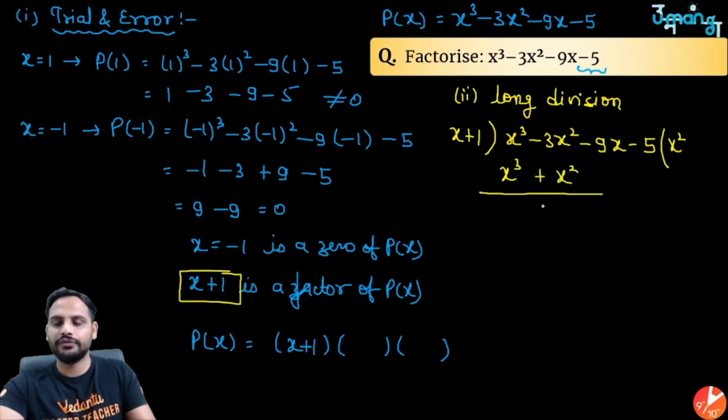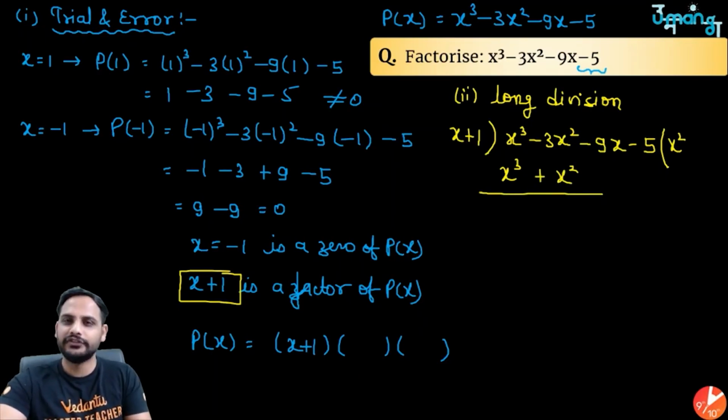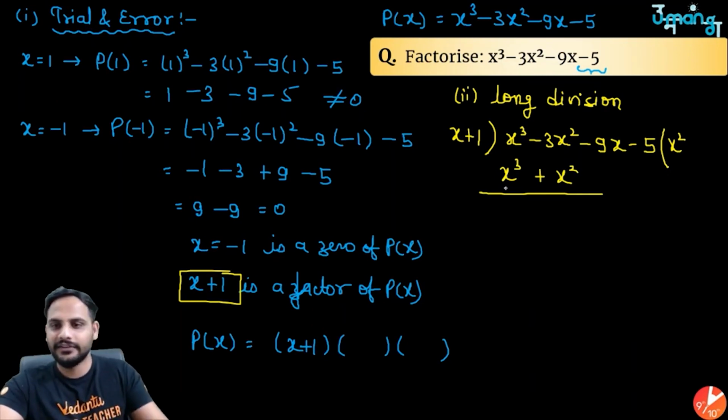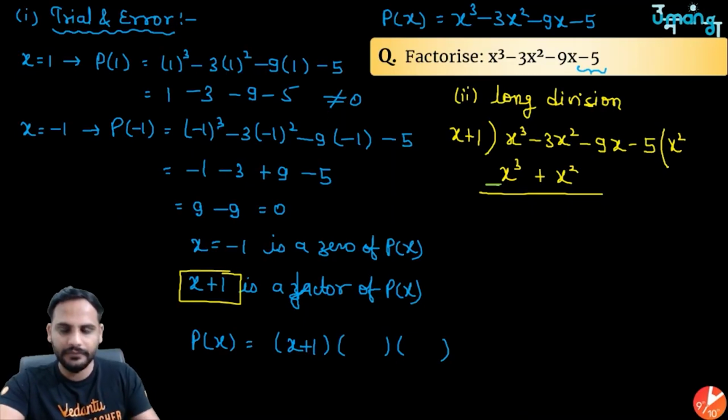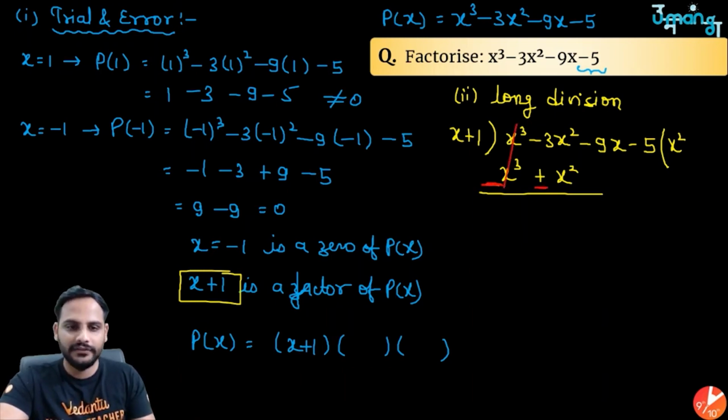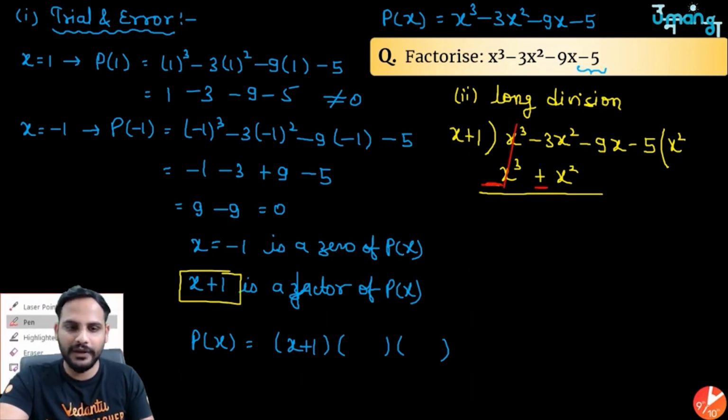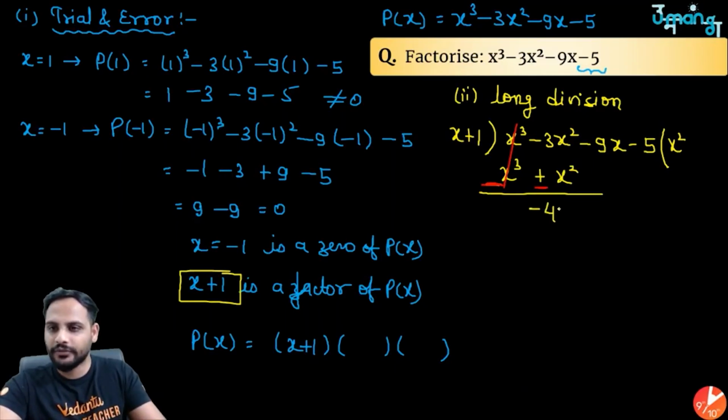Okay, now what you will do at this step? Obviously we will change the signs. So this will become minus. Let me use a different pen so that we can see the sign difference clearly. So this will become minus. This will also become minus. x cube minus x cube got cancelled. So now we are left with minus 3x square minus x square. It will become minus 4x square minus 9x minus 5.